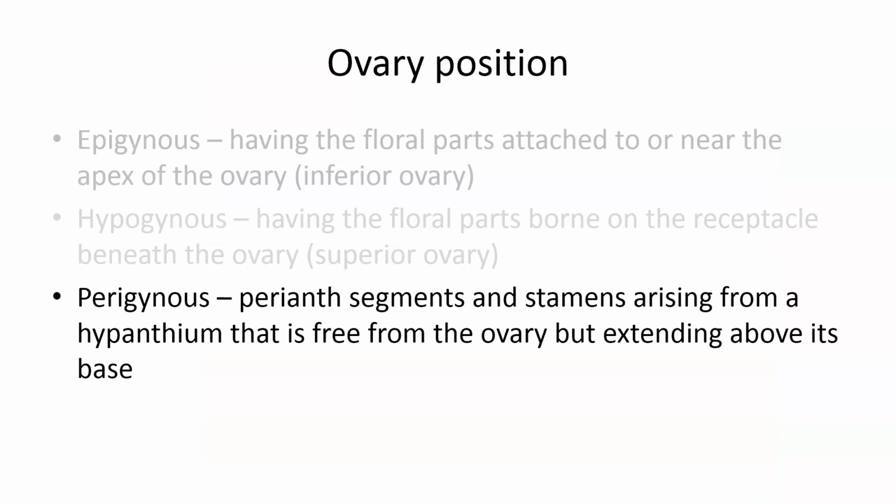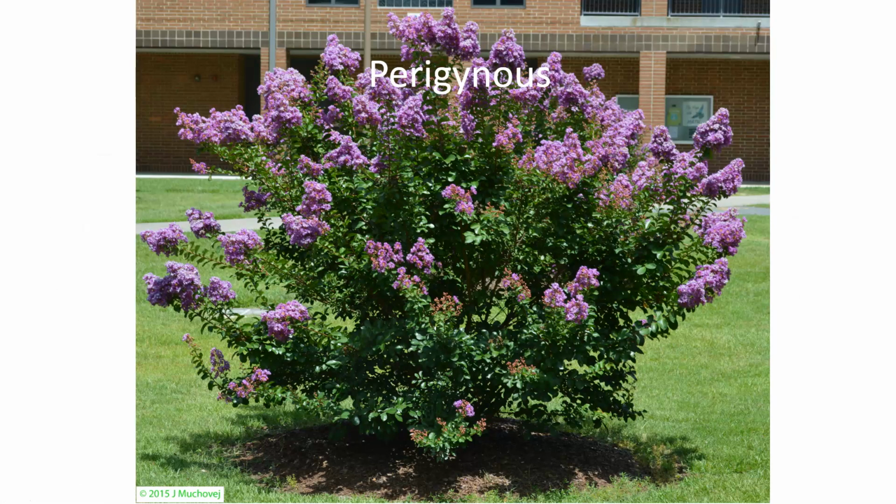The third type says the perianth segments and the stamens arise from a hypanthium that is free from the ovary but extending above its base. We're talking about a superior ovary, but now we've got something called a perianth, which is going to be a little bit more complex, let's say. And in this particular case, we're going to look at this plant. This is a crepe myrtle.